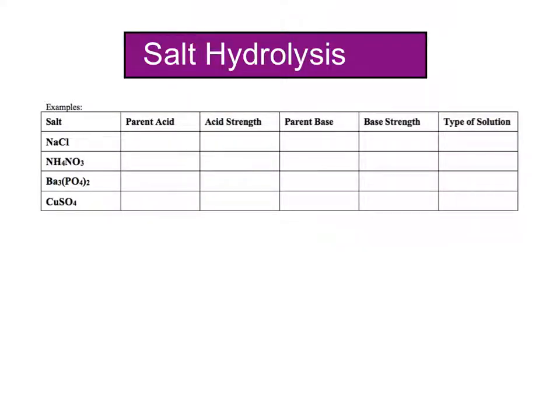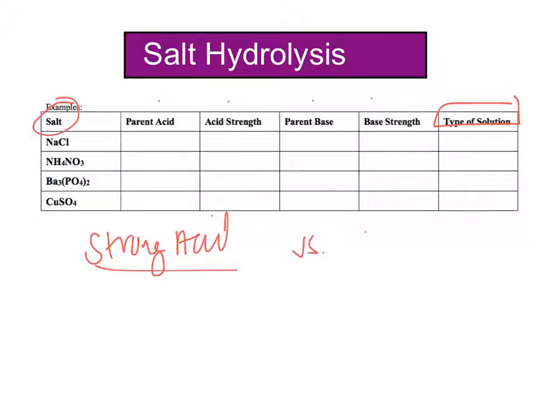Okay, so working through this chart, we're going to give you a salt, and then it's giving you space to write out the parent acid, parent base, as well as tell you, is it a strong acid or a weak acid, and then determine the type of solution. Before we jump in, let's just do a quick memory check: how do you know if a substance is a strong acid, and then how do you classify what is a strong base? Let's see if you remember.